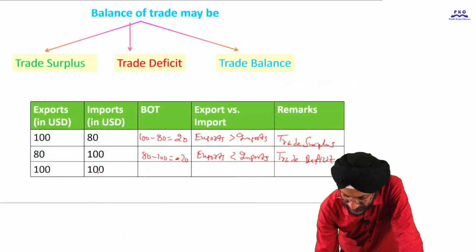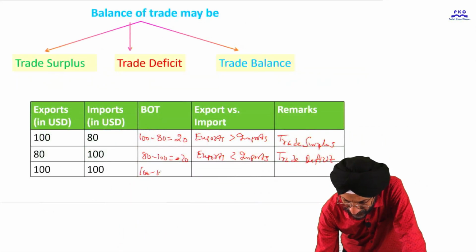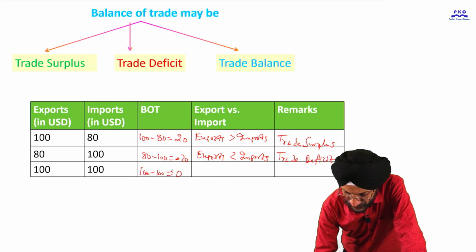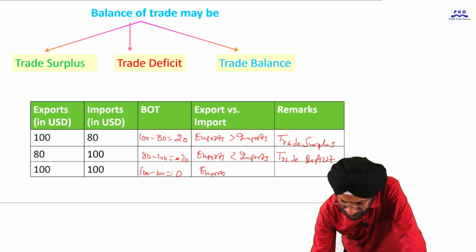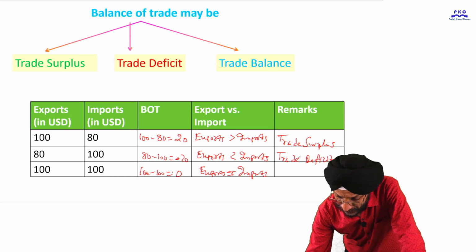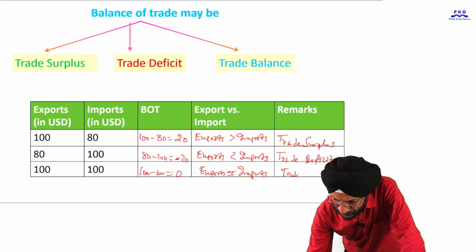So here 100 is equal to 100. 100 minus 100 is equal to 0. Exports are equal to imports. So here what is the position? It is trade balance.